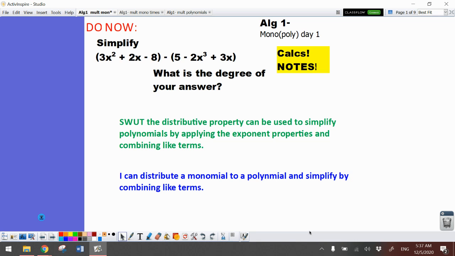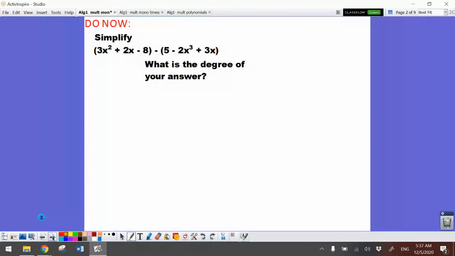Right, so today we're going to be working on multiplying monomials times polynomials. And we're going to just figure out that we can use a lot of the exponent properties, like power to power and the product rule, to distribute the monomial through the polynomial. And then we always have to simplify, combine like terms, and write in standard form. So as we start today, let's warm up with a simplification from some of the stuff we learned about yesterday.